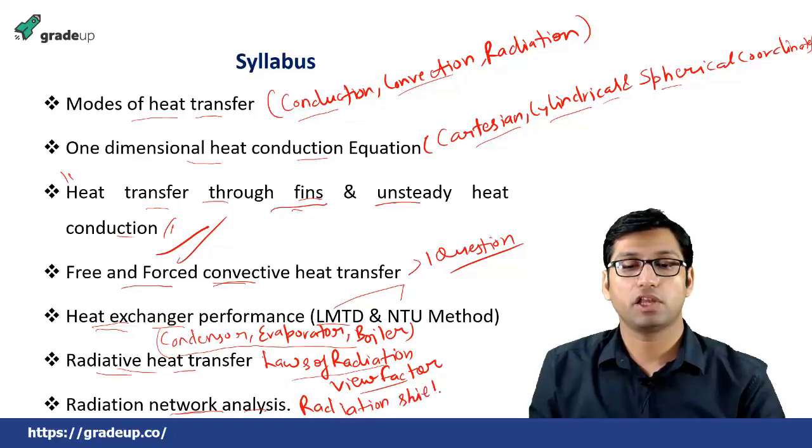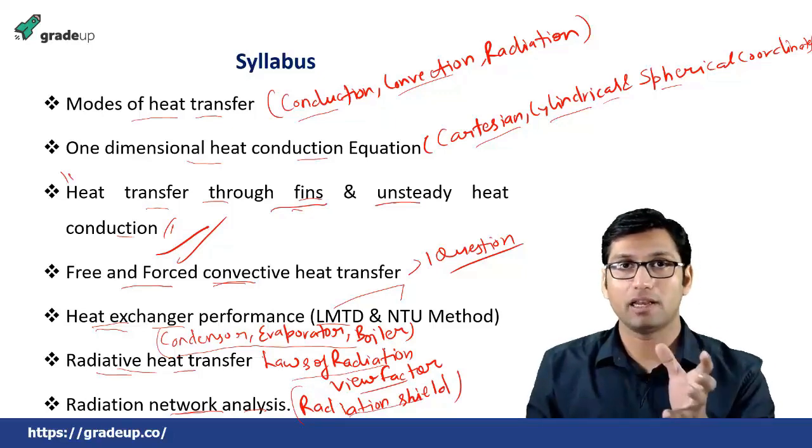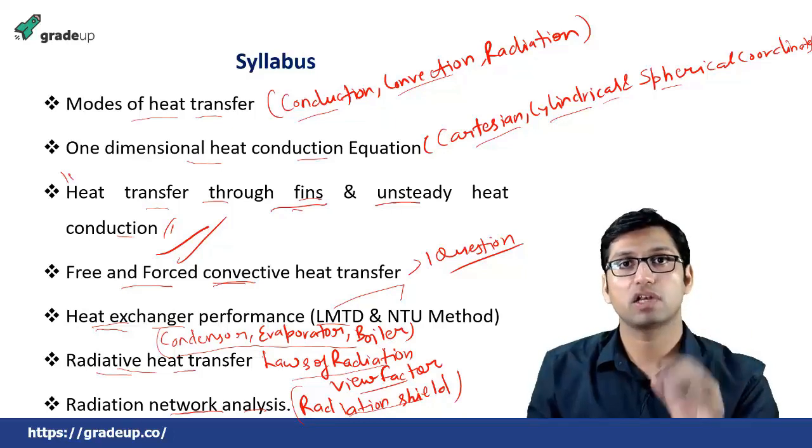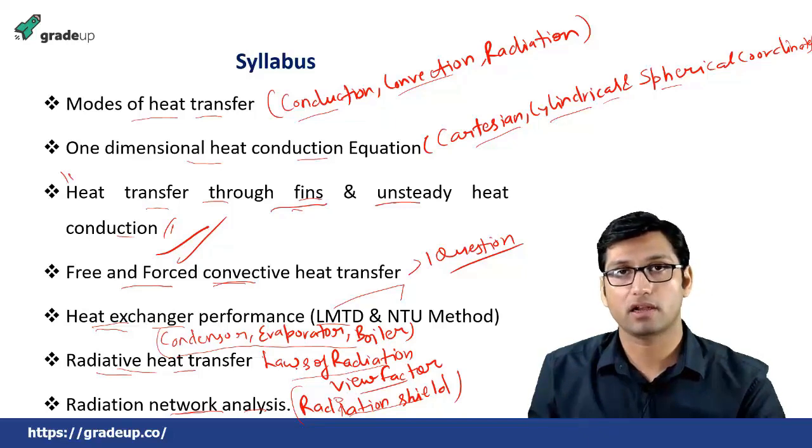Radiation shields are basically used to reduce the rate of heat transfer by radiation. So we will be studying what will be the effect of a shield. A shield is a type of covering which is used to reduce the heat transfer. Okay, so we will study the effect of a radiation shield on the heat transfer by radiation.